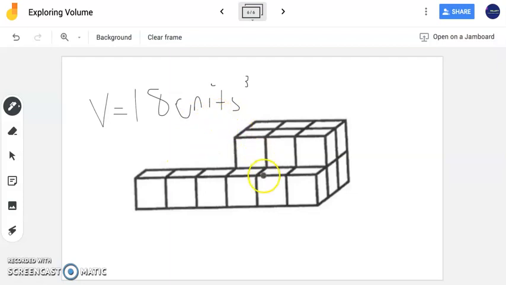Now notice this volume is telling me how much space this object takes up. That is what volume is. When you have a figure like this that's not a rectangular prism and it's created by cubes, you can simply count the cubes to help you determine how many cubes create the given figure. During today's activities, feel free to refer back to this video at any time to help you complete the problems.